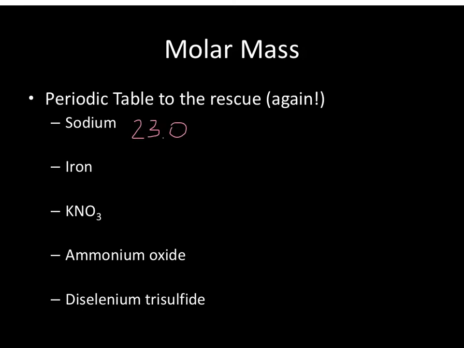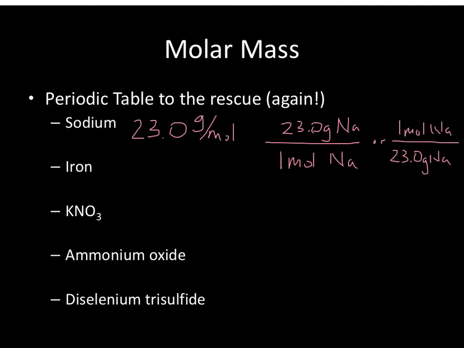And so the units of this then would be grams per mole. So 23.0 grams per mole. What does that look like? If you said conversion factor, you are absolutely correct. So 23.0 grams of sodium is 1 mole of sodium. And of course, 1 mole of sodium is 23.0 grams. It doesn't matter, both these mean the same thing. You would just pick the one that's going to cancel the units that you want to cancel in dimensional analysis.